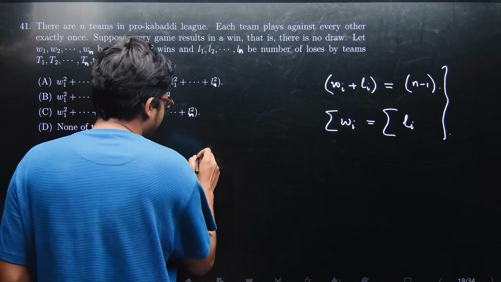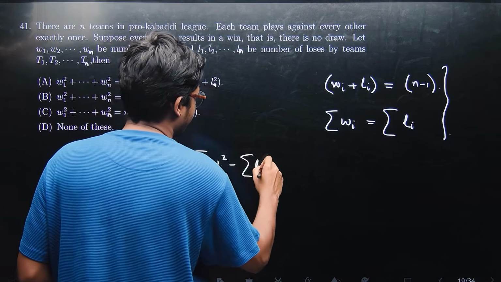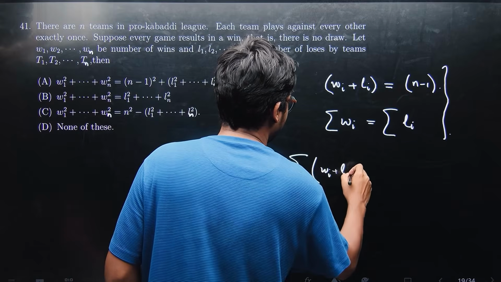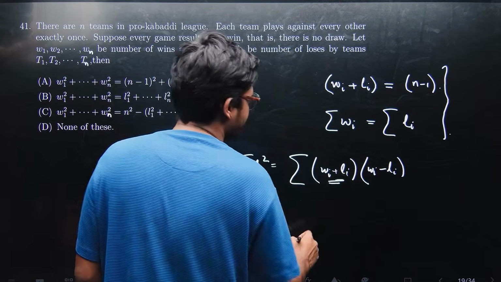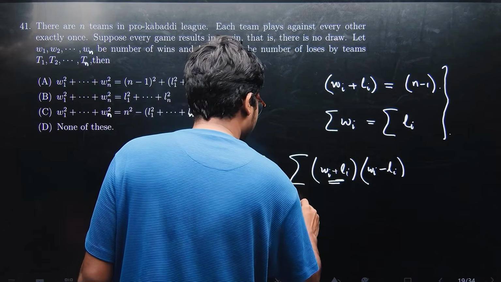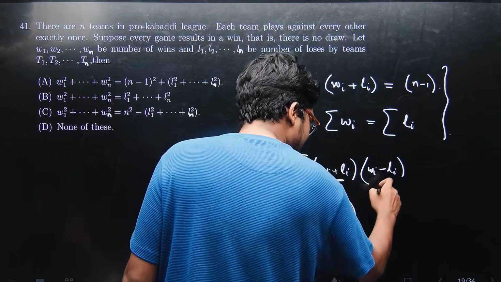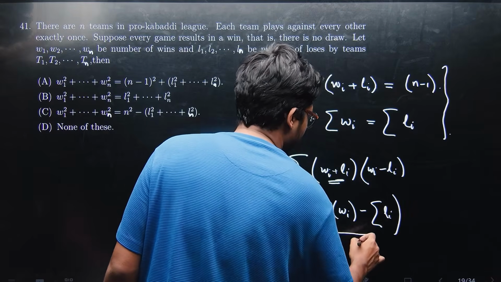Now observe that if I look at this quantity, say summation of Wi square minus summation of Li square, this is what? Summation of (Wi plus Li) times (Wi minus Li). Now this is a constant, it's equal to n-1, so we can bring it outside. So this is just n-1 times summation of Wi. I can split this term into two parts, summation of Wi minus summation of Li. Now what do I know? This quantity is equal to 0.